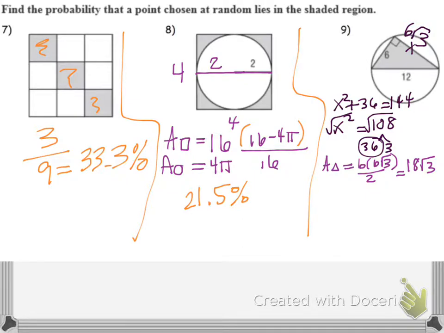Now we need the whole, okay, and the whole is going to be the circle. Okay, well the radius, or the diameter is 12, which means the radius is 6. So pi r squared, that would be 36 pi. So I'm going to take the shaded part that I want and divide it by the whole, which is 36 pi. And if you type that in the calculator, you get 27.6%. Voila.